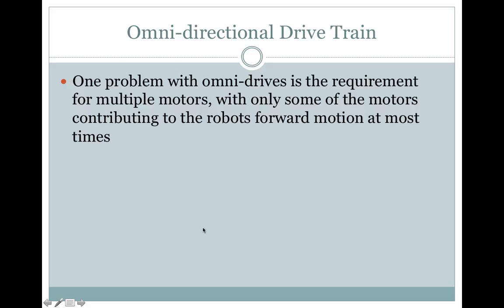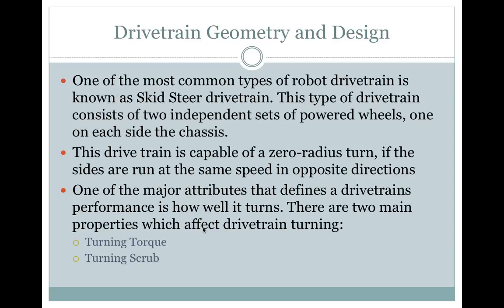One problem with omnidrives is the requirement for multiple motors, with only some of the motors contributing to the robot's forward motion at most times. Drivetrain geometry and design. One of the most common types of robot drivetrain is known as skid steer drivetrain. This type of drivetrain consists of two independent sets of powered wheels, one on each side of the chassis. This drivetrain is capable of a zero radius turn if the sides are run at the same speed in opposite directions.